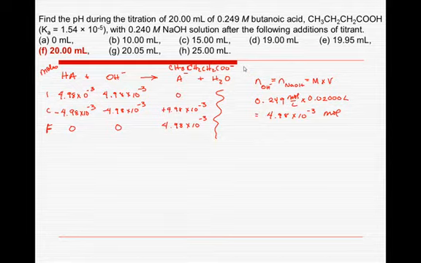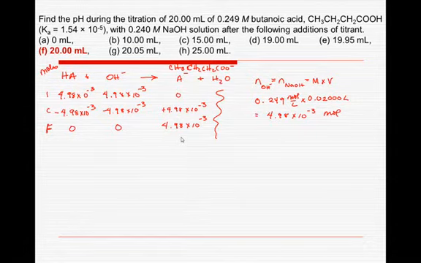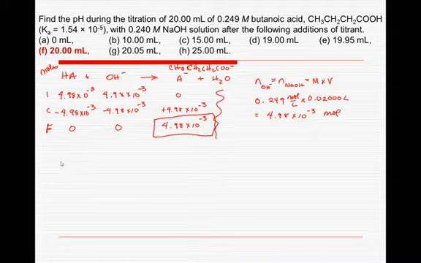We do not have a buffer. There is no weak acid present at this point. It has all been converted over to the conjugate base. So when you are at the equivalence point, you have got to go ahead and consider the equilibrium of what remains. So in this case, what remains is a weak base. We need to write that weak base reaction.